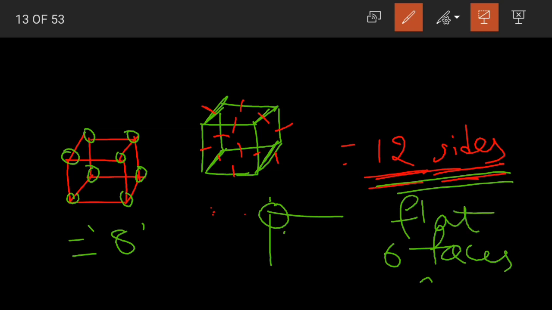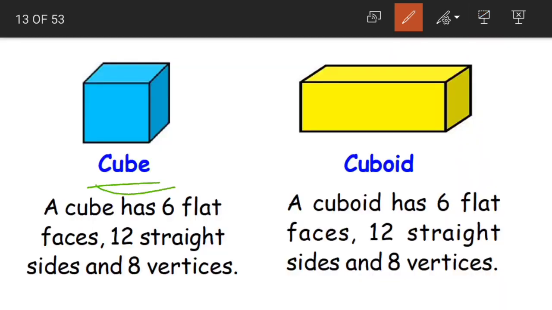What can we conclude about a cube? A cube has 6 flat faces, 12 sides, and 8 vertices. If you remember these properties of a cube, even the cuboid has the same properties.